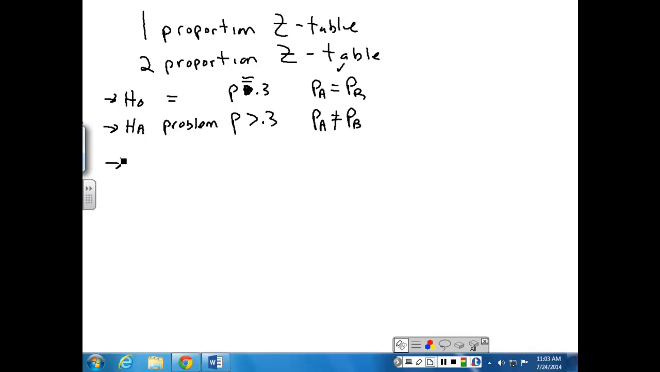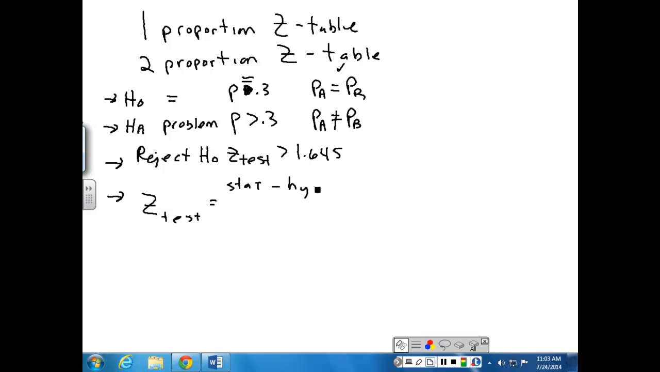We're still going to have decision rules, right? Like reject H0 if z-test is greater than, let's say, I'm making up the number here, 1.645. If it was a one-tailed test at .05, that's what it would be. We're still going to have a test statistic, z-test, and it's going to equal the statistic minus the hypothesized parameter over the standard error.